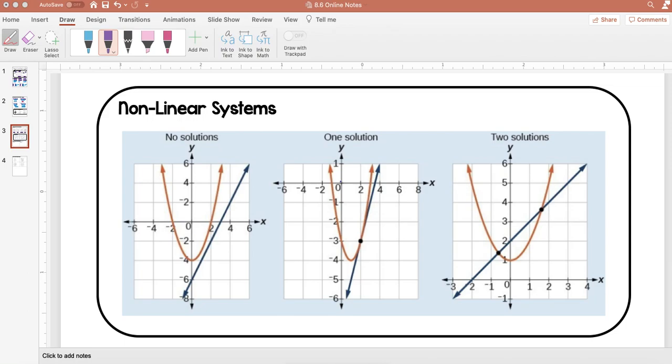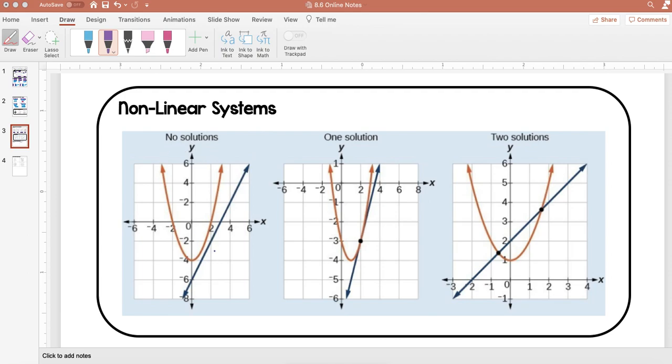Okay, so for this last video, we're going to look at nonlinear systems. Nonlinear systems are just when you have two or more equations graphed, and not necessarily all of them are going to be linear. So for instance, for all three of these, I have a quadratic and I have a linear. This is going to be really similar to what we learned in Chapter 5 when we're doing systems.